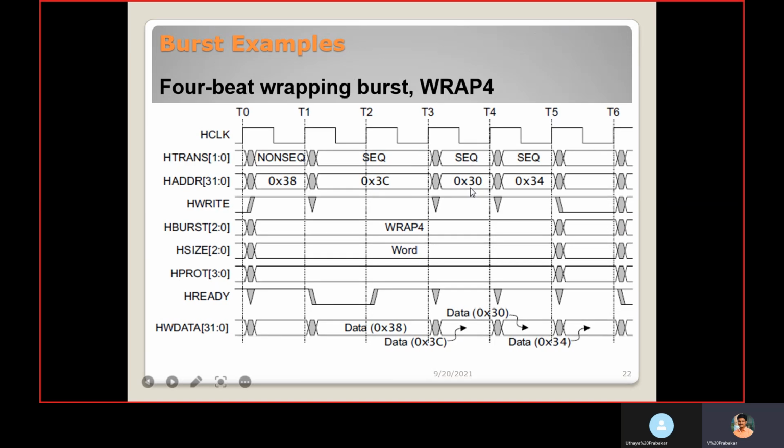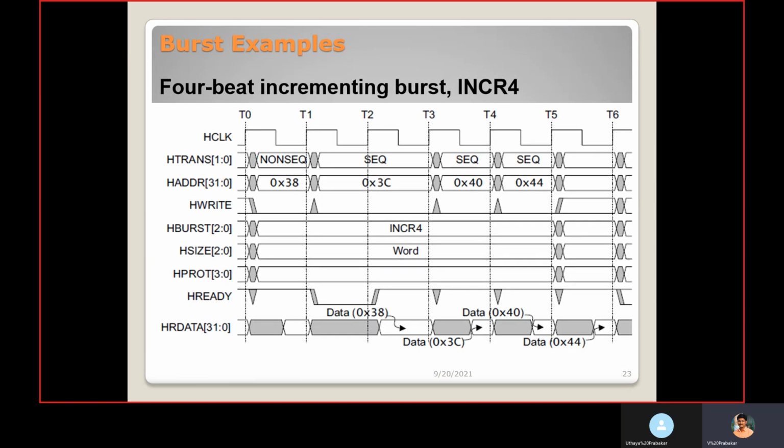In the earlier waveform, after 3C it was 30, so we have a particular boundary. After 3C, again it is 30, then 34, then 38. It wraps around the particular boundary. When the burst is incrementing, it will continuously increment. The size is a word, so 4 bytes will be incremented.